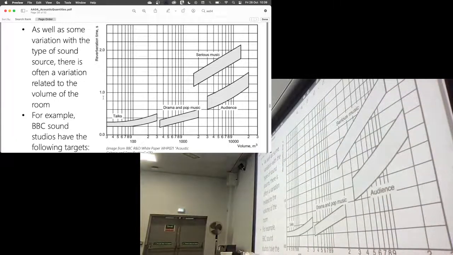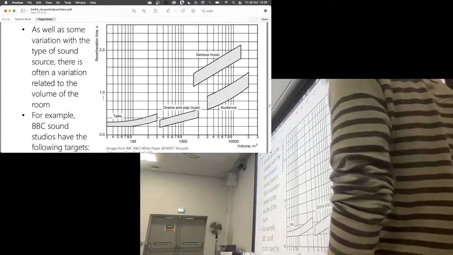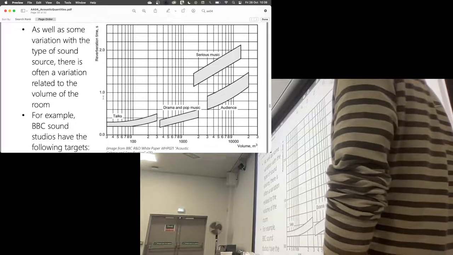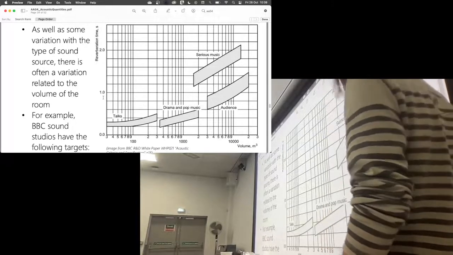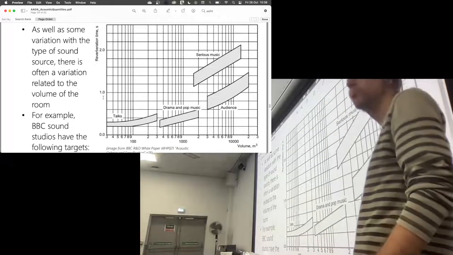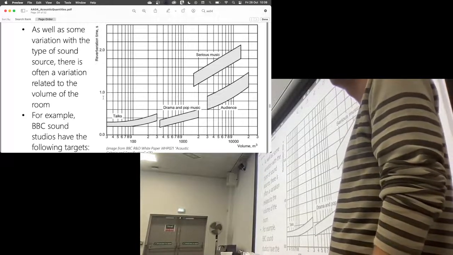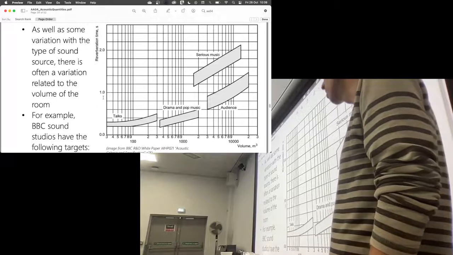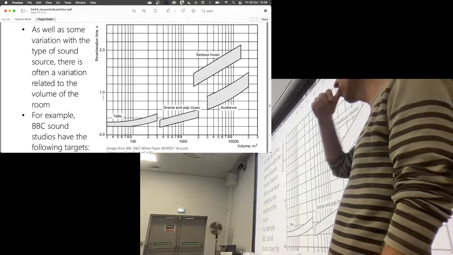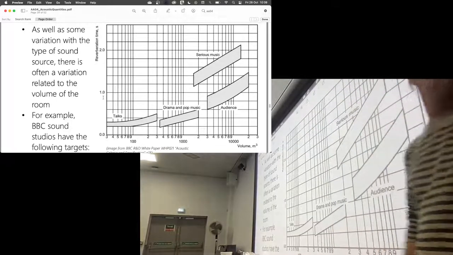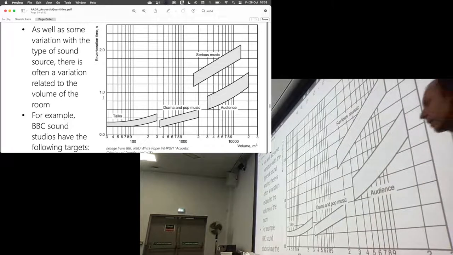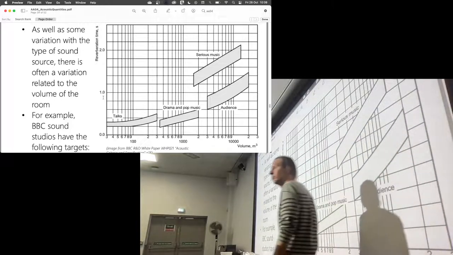Volume is the product of the three dimensions of the room. Shall we try and do it for this room? What's the distance from that wall to this wall? You want me to measure it on my phone? Can you? Yeah. Go ahead.